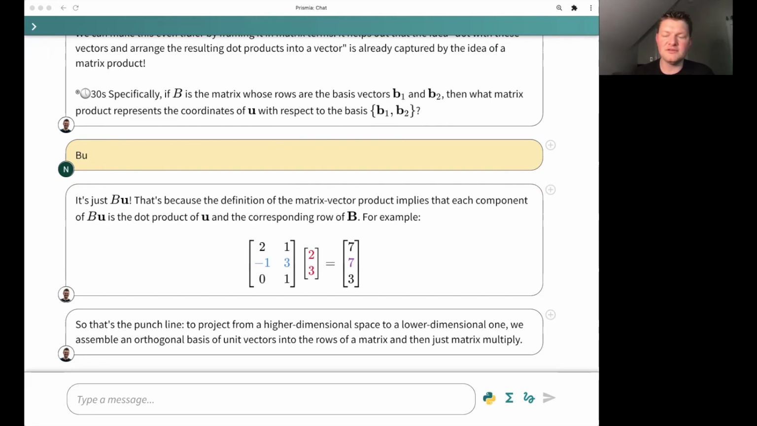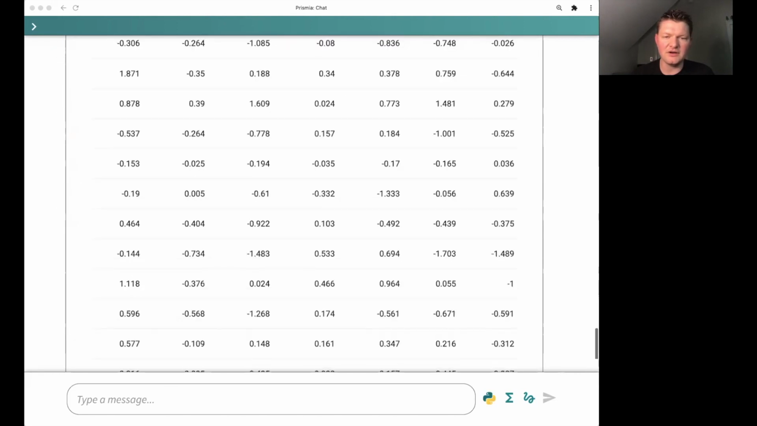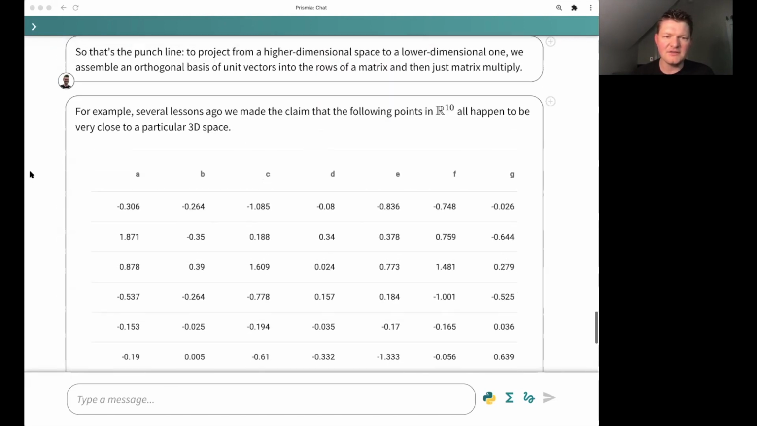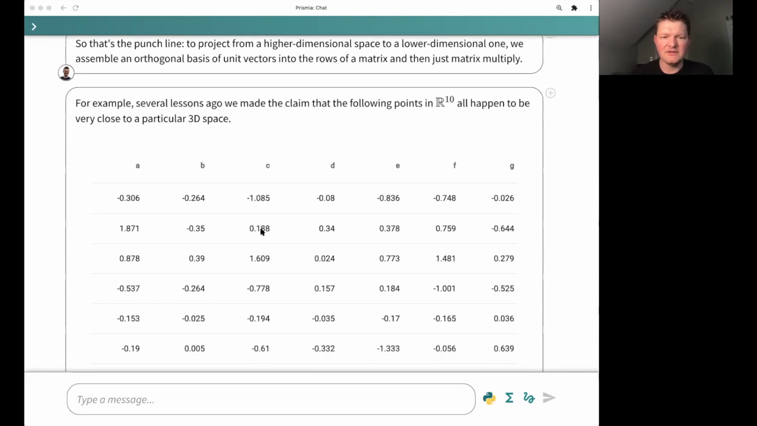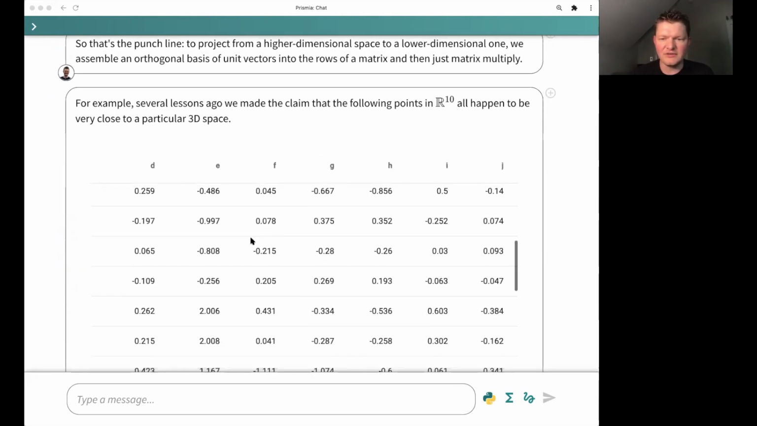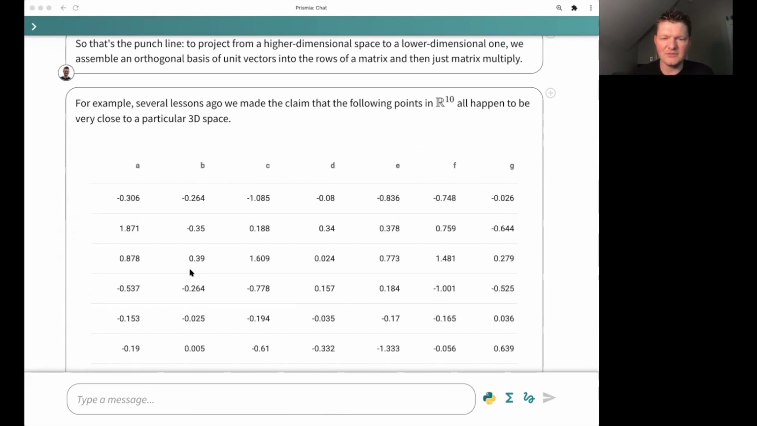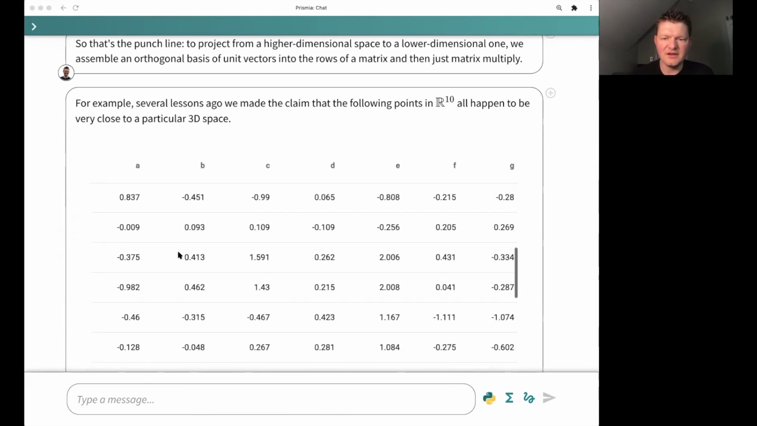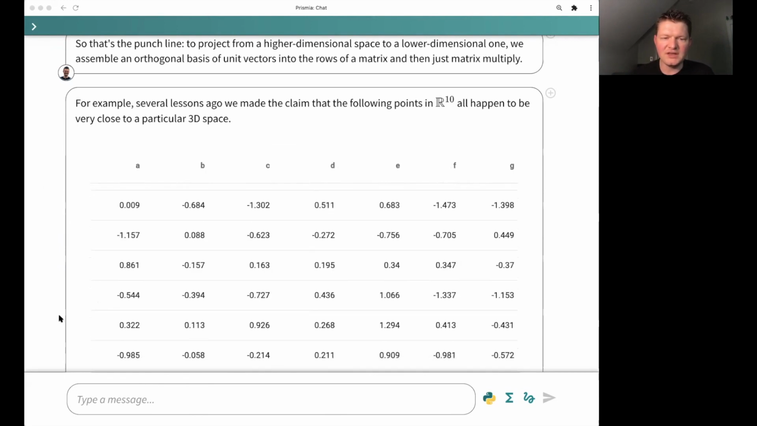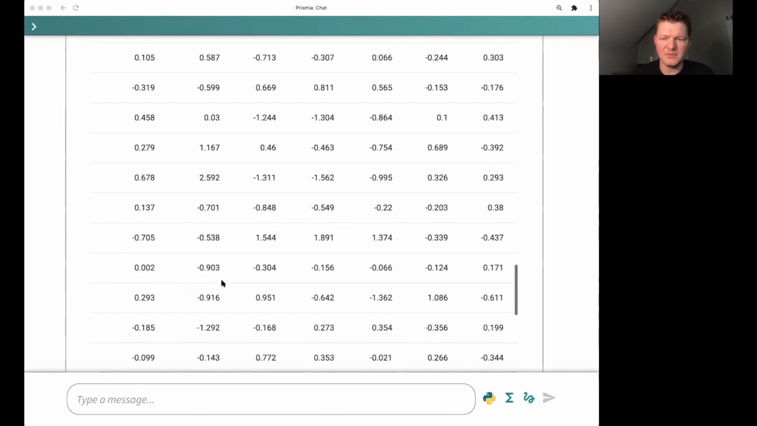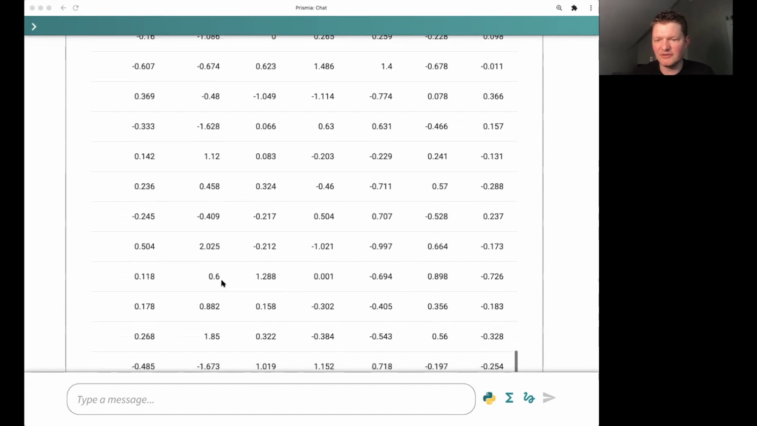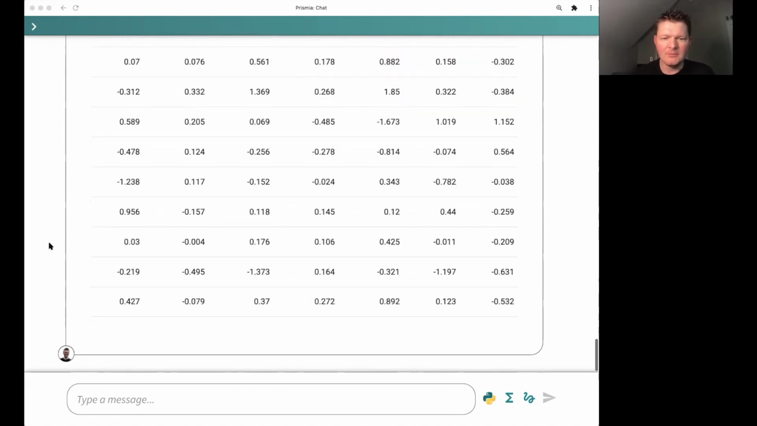So I want to show you what this looks like, looping back in with an example that we saw quite a long time ago at the very beginning of the linear algebra stuff. So I gave you these numbers. This is 100 rows and 10 columns. There's 1,000 numbers here. And I told you, looking at these numbers in a table, you can't really see much. It just looks like a bunch of random numbers. But in fact, we made the claim at the time that they all happen to lie close to a particular three-dimensional space.